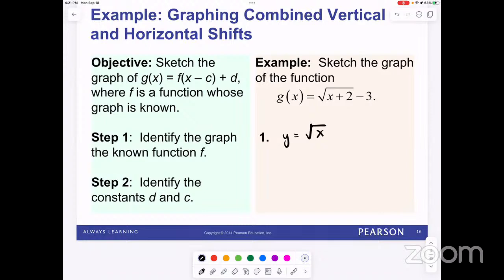And then the recommendation is whenever we're doing multiple transformations in one function, we want to work our way from the inside to the outside. So we want to start with the innermost nested manipulation. The innermost nested manipulation in this case is going to be the plus. Because we're adding 2 on the inside, that means we're going to have a horizontal change, and it should be the reverse of our intuition. Another way to get that manipulation correct, ask yourself what value of x makes the inside 0. All right, so since -2 makes the inside 0, that means we move it to the left 2 units.